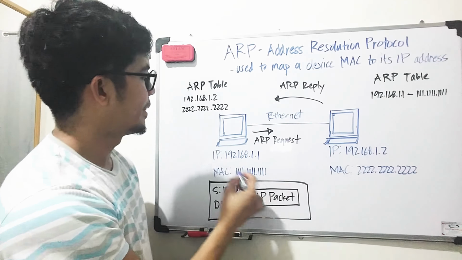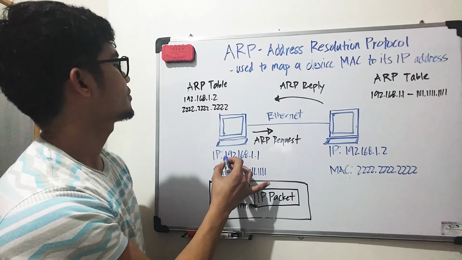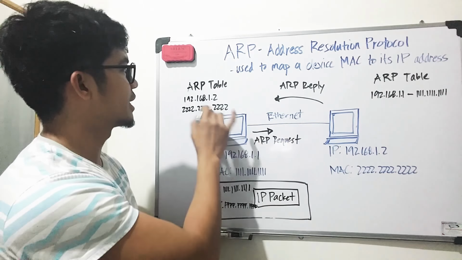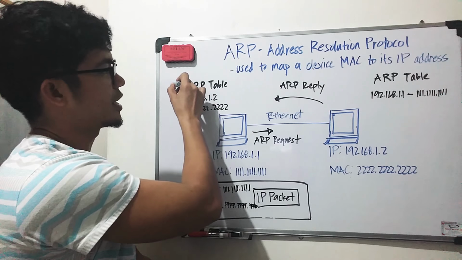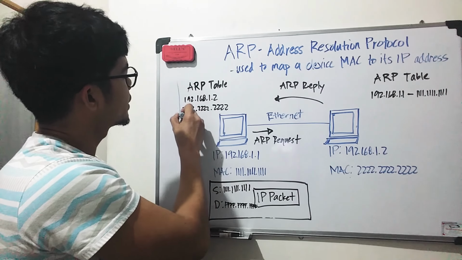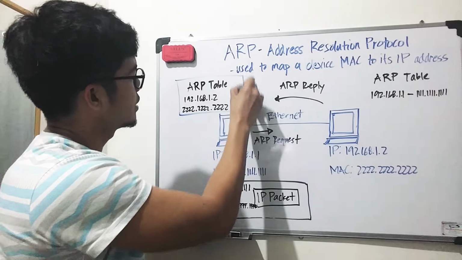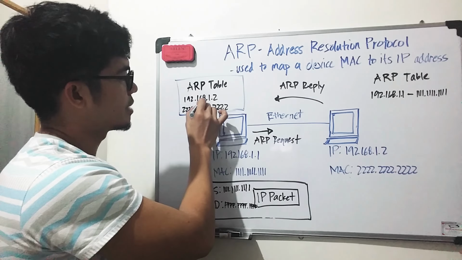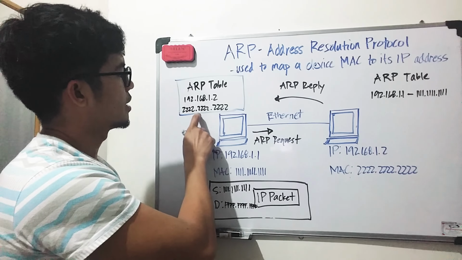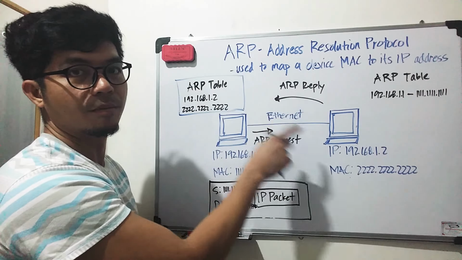So this PC will receive that ARP reply, and it's going to create this table right here. It's going to have this table as well. So this is the IP address of that PC and the MAC address of that PC.